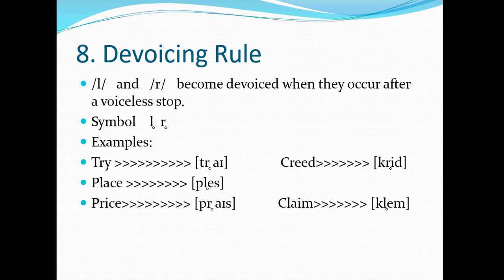That's right. Okay, students. Now we are going to continue with the rule number 8. The devoicing rule. Devoicing rule. Okay, students, you can see that devoiced, devoicing or devoiced is the same as voiceless. Okay, that means that l and r become voiceless or devoiced when they occur after a voiceless stop. Okay, what are the voiceless stops? Do you remember those sounds?